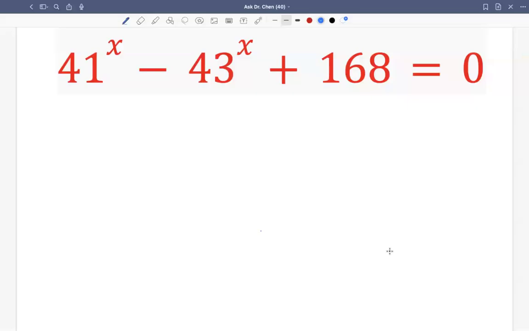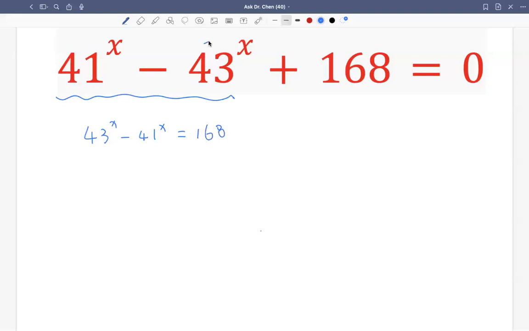Let's see this question. So we have 41 raised by x minus 43 raised by x plus 168 equals 0. So which means this equals negative 168. Well, let's write 43 raised by x first, the minus 41 raised by x, that equals positive 168.